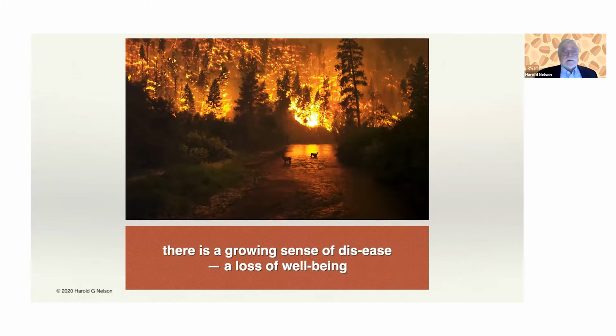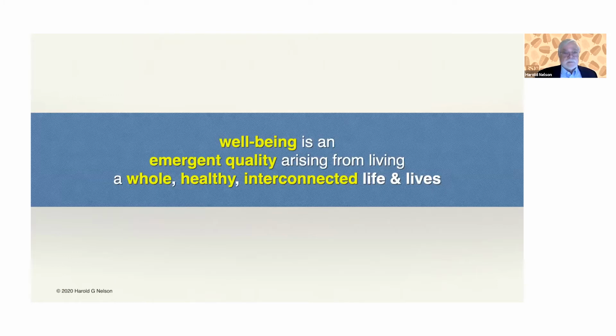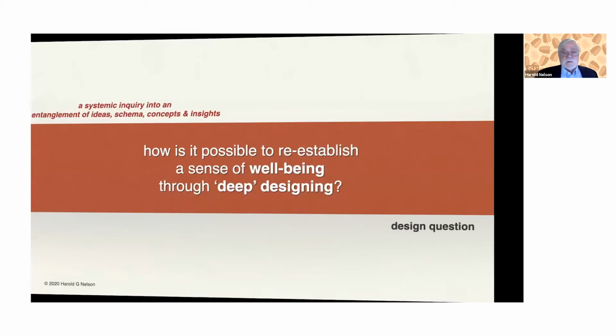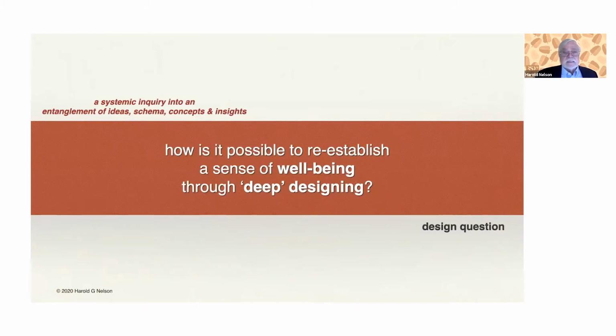So again, there are many definitions of well-being, and the one that I'm using for this particular presentation amongst the many is that well-being is an emergent quality. And it's an emergent quality that comes from a whole, healthy, interconnected life. So the design question further refined is, how is it possible to reestablish a sense of well-being through what I call deep designing? So that's the design question I had posed to myself.